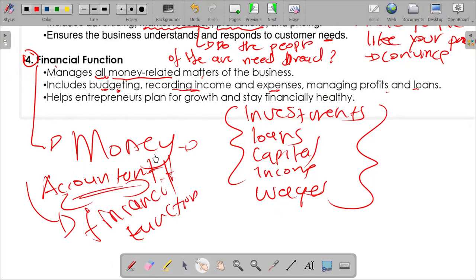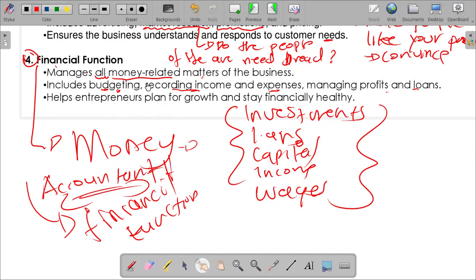Again, as I said, you cannot be an entrepreneur if you don't know how to handle money. If you don't see where your money is going, you cannot spend recklessly. You need to account for every cent, whether in investments, in loans, in capital, income, or wages. Right?